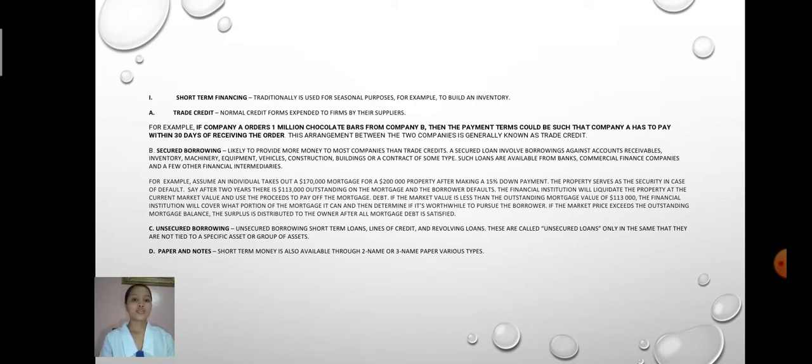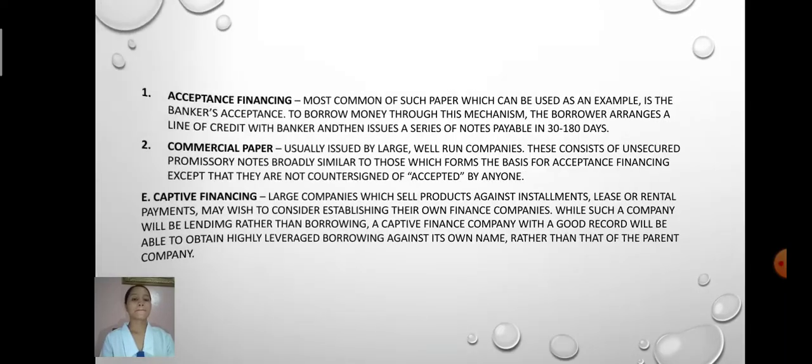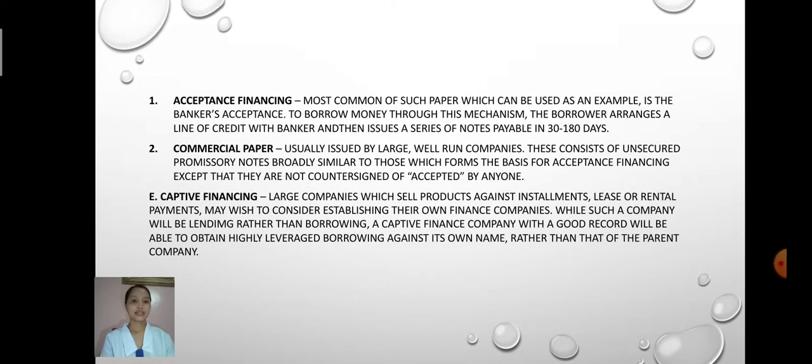D. Paper and notes. Short-term money is also available through two-name paper, of various types. 1. Acceptance financing. The most common of such paper is the banker's acceptance. To borrow money through this mechanism, the borrower arranges a line of credit with a banker and then issues a series of notes payable in 30 to 180 days. 2. Commercial paper. Usually issued by large, well-run companies, these consist of unsecured promissory notes broadly similar to those which form the basis for acceptance financing, except that they are not countersigned as accepted by anyone.